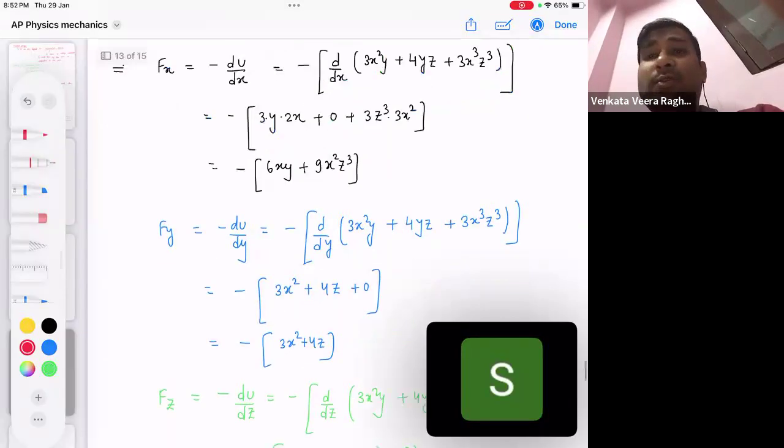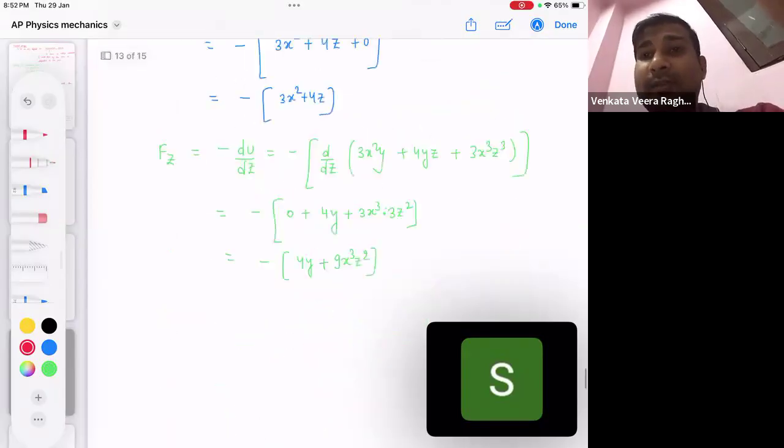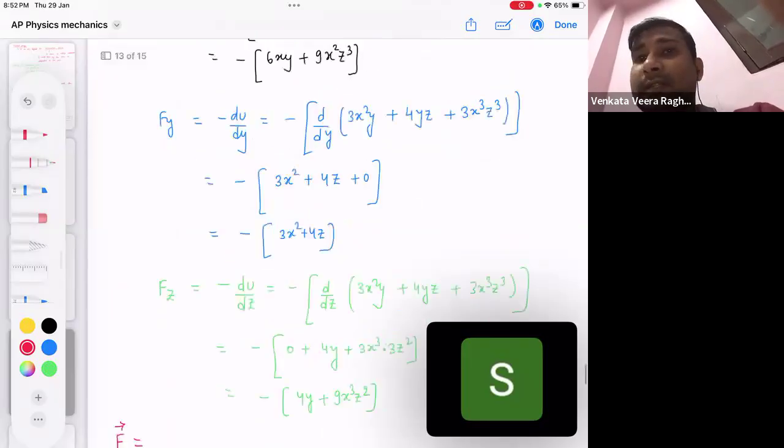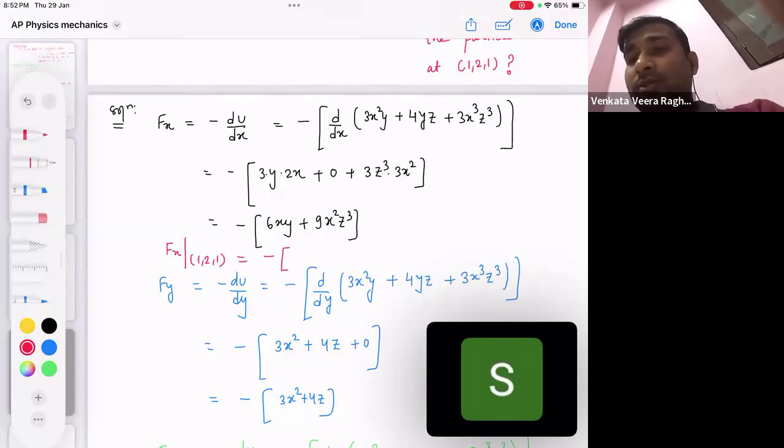Fx we will write with i cap, Fy with j cap, Fz with k cap. So what is the force we have? Now I can directly put in the values. I want to calculate Fx at 1, 2, 1. So minus, x is 1, y is 2, so 6 into 1 into 2, so 12 will come, plus 9. So we got it, how much?